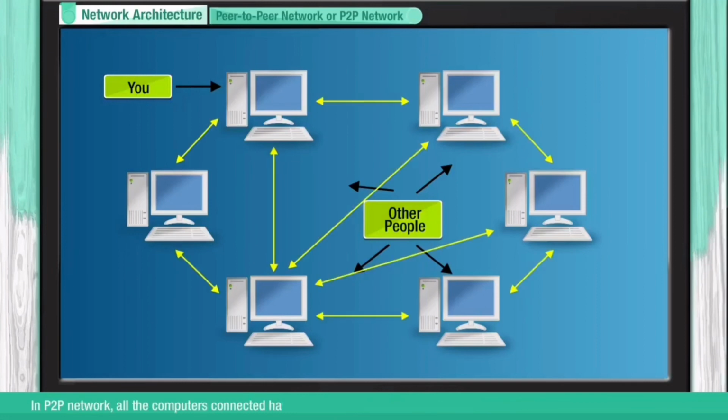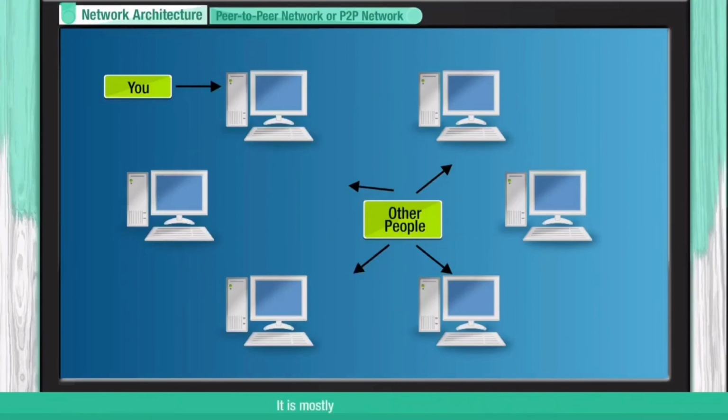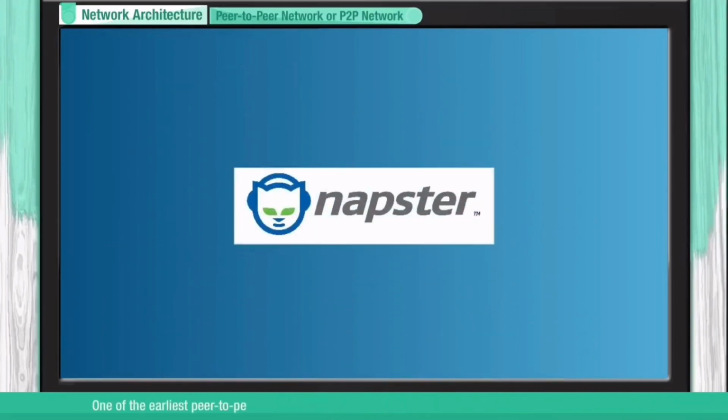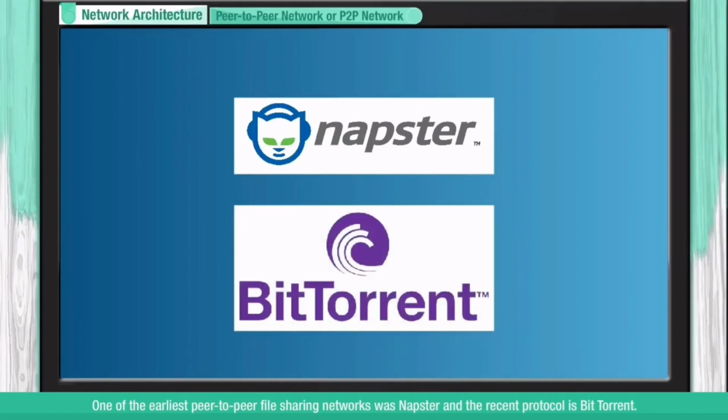In a P2P network, all the computers connected have equal capability and capacity to use the resources available on the network. A peer-to-peer network is considered robust, as if one or several nodes stop working, the network continues to function. It is mostly used for file sharing. One of the earliest peer-to-peer file sharing networks was Napster, and the recent protocol is BitTorrent.